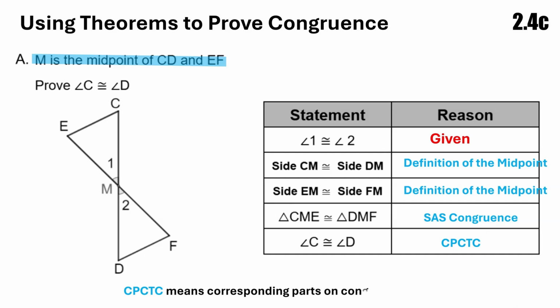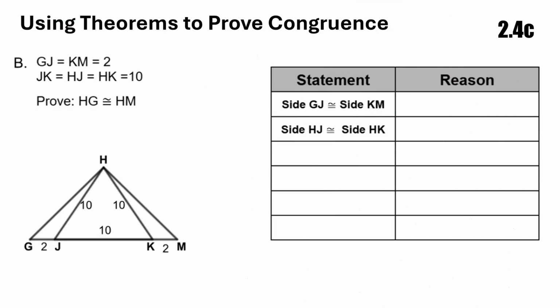CPCTC stands for corresponding parts of congruent triangles are congruent, and this states that if triangles have been proven to be congruent, then every corresponding aspect of them is congruent. The second problem asks to prove the triangles are congruent. The first statement says side GJ is congruent to side KM. This is true because it is given. The second statement says side HJ is congruent to side HK. This is also true because it is given.